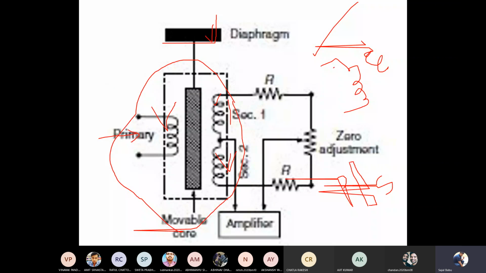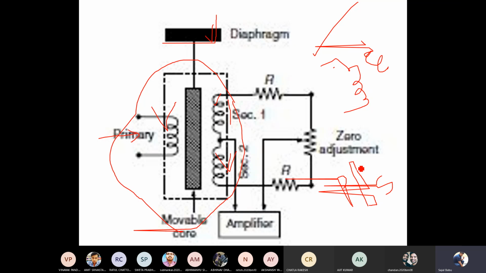So here what is happening is that because of the movement in the core, the flux linking is getting varied, and when the flux linking gets varied, the EMF induced in the two parts of the secondary winding will be different, and because of that an unbalance happens, and because of that the output voltage is different, right? That means because of displacement the output voltage is getting varied here. Okay, so this is how the LVDT is going to work here. Okay, so I think you are able to understand this.